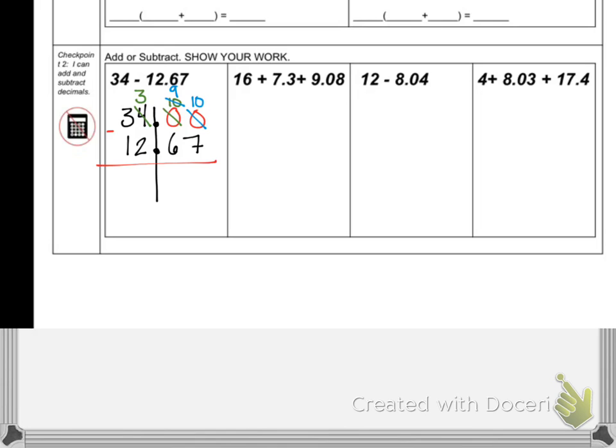Make sure, for subtraction especially, you do not change the order. If 34 is given to you first, you need to keep that first in your problem. Go ahead, finish this, and complete the remaining problems.